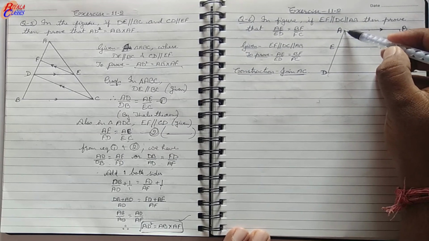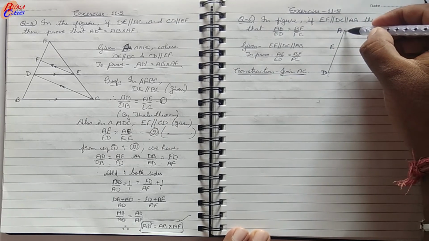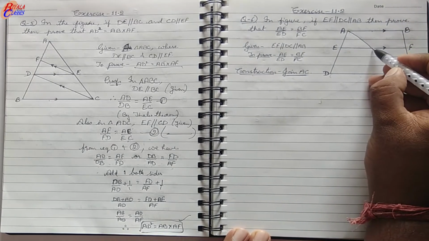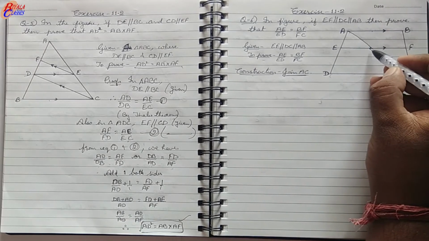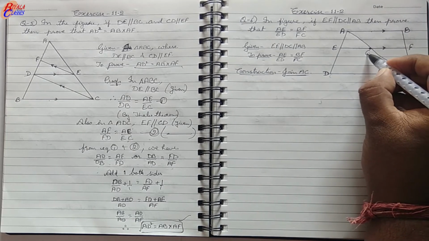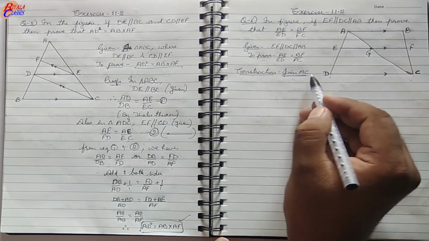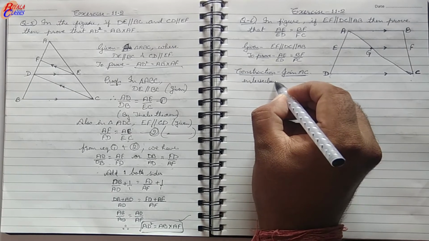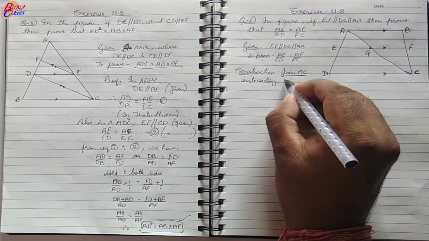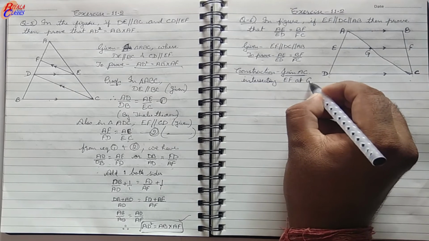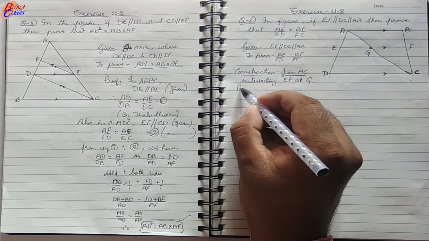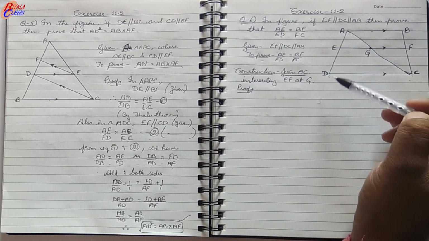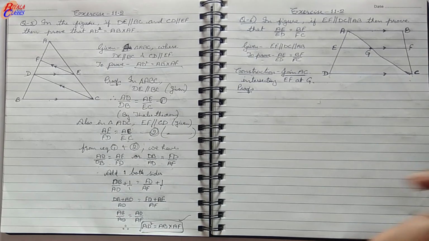So if you just join AC, it will be like this, which intersects EF at a point. Let us name this point, say G. So join AC, intersecting EF at G. Now let us have the proof of it. Now we need to prove that AE upon ED is equal to BF upon FC.